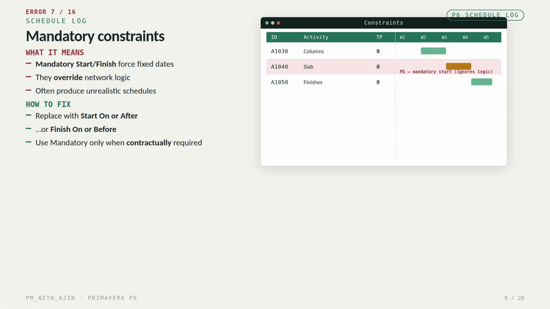Error 7. Mandatory constraints. Mandatory start and mandatory finish constraints force activities onto specific dates regardless of the logic. These often create unrealistic schedules. Replace them with start on or after, or finish on or before. Only use mandatory constraints when they are contractually required.